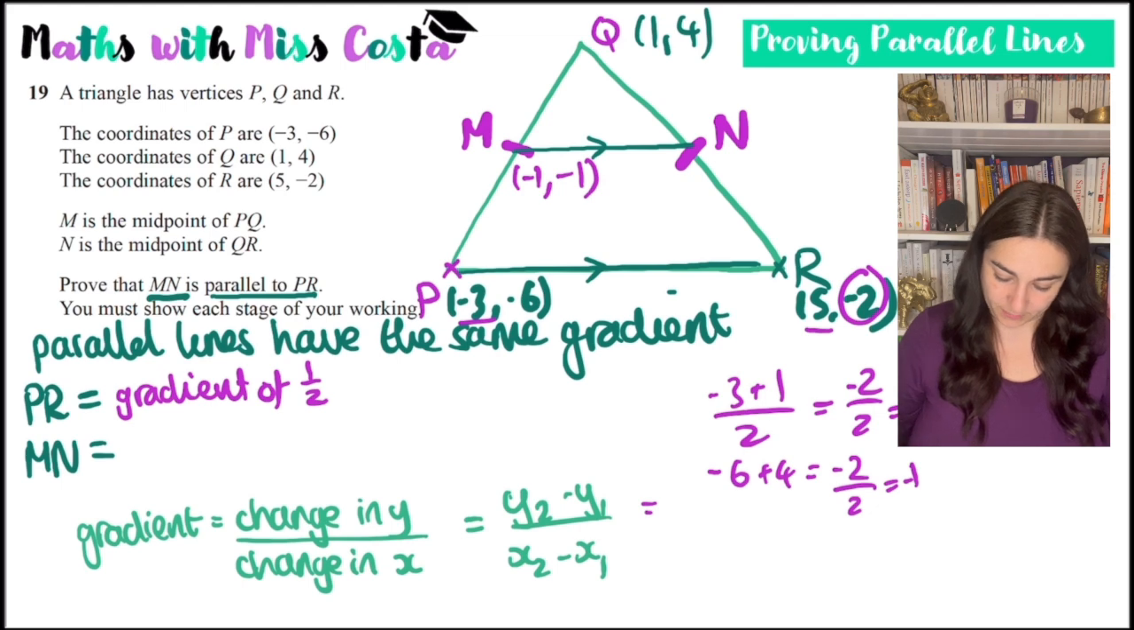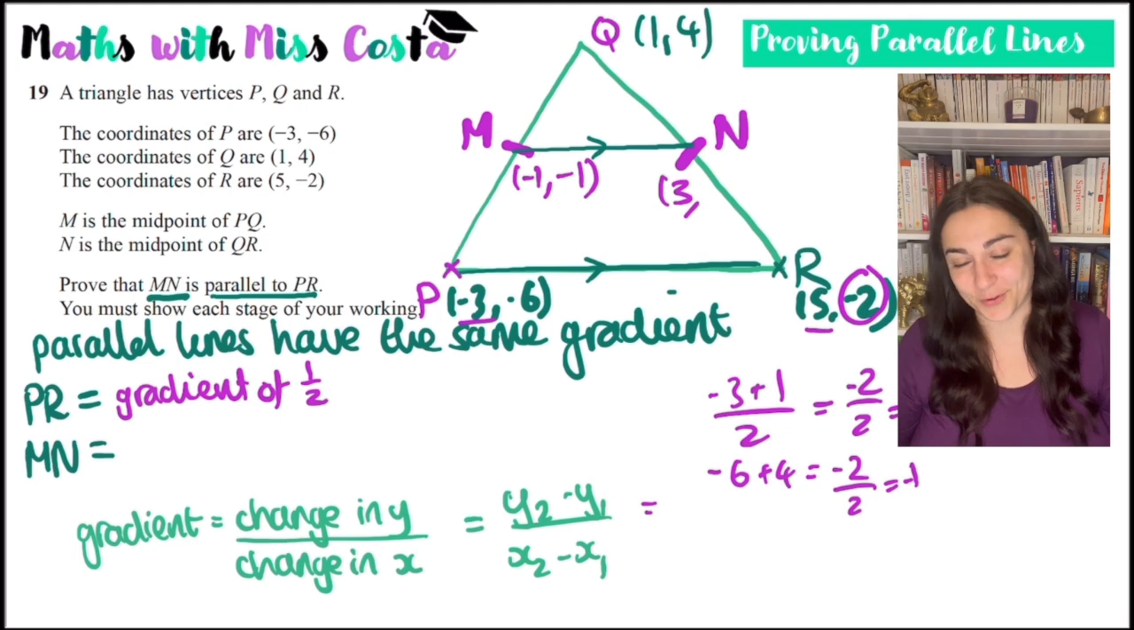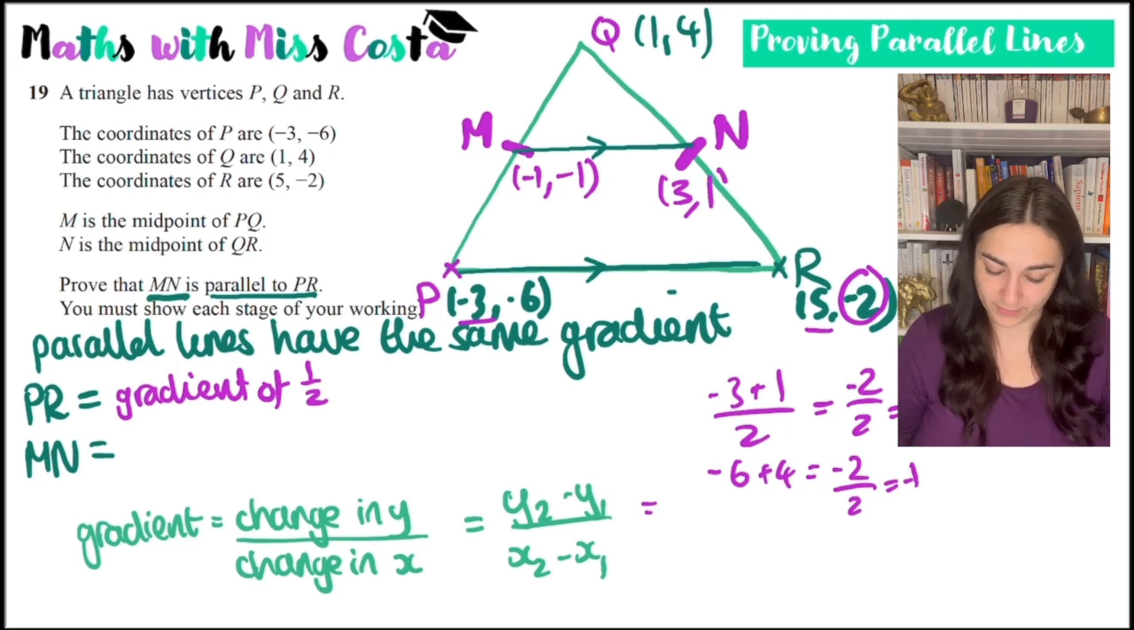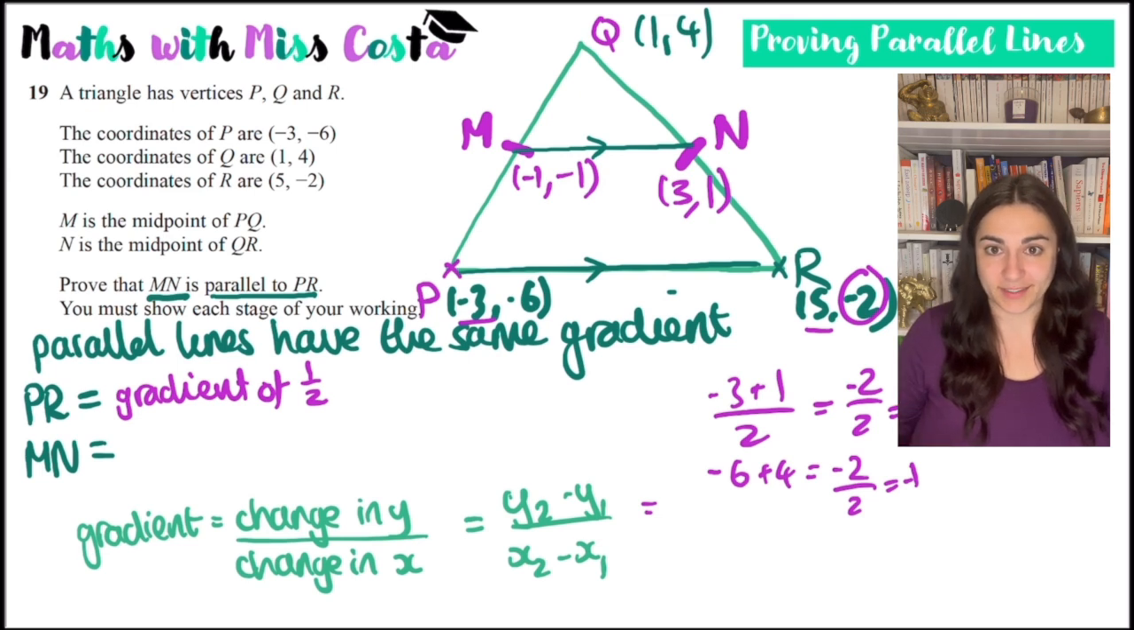Now let's do the same for N. So the difference in the x coordinates is 4. Half that is 2, so that would be 3. And the difference in your y coordinates is 6. Half that is 3. 4 take 3 is 1. So I now have the coordinates of 2 points on my line MN.